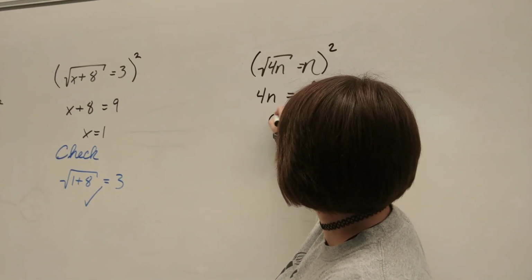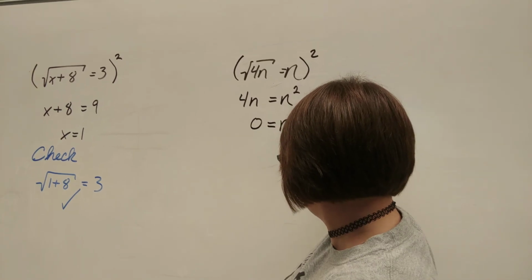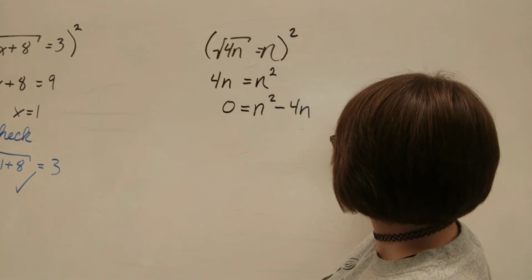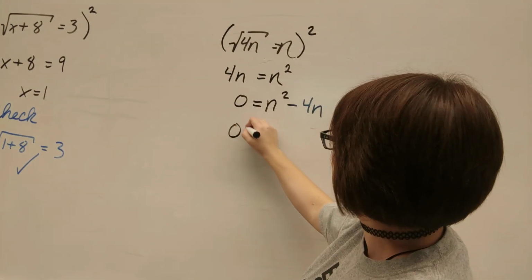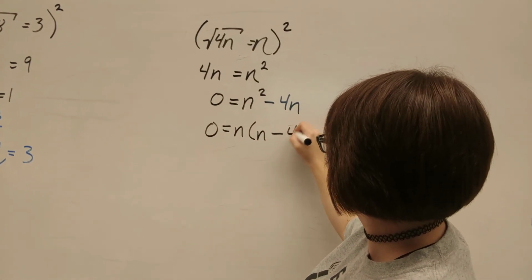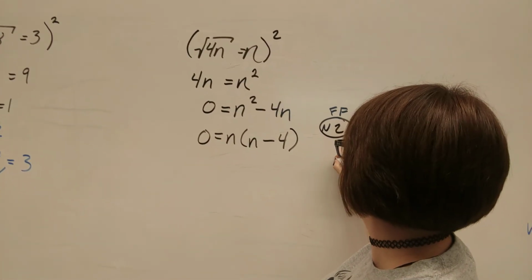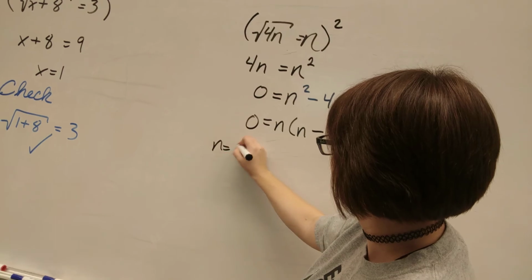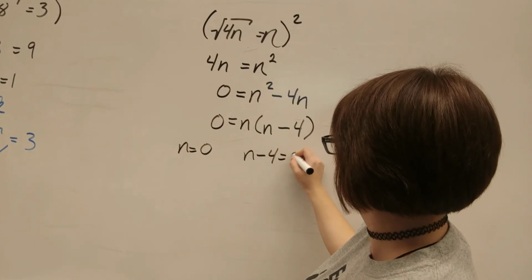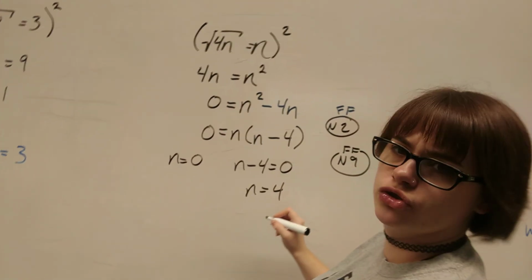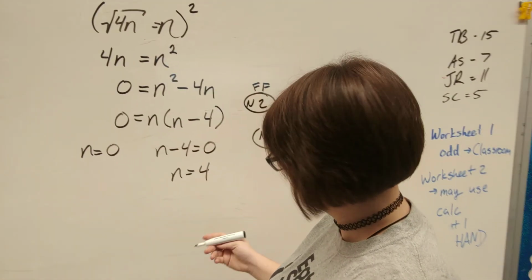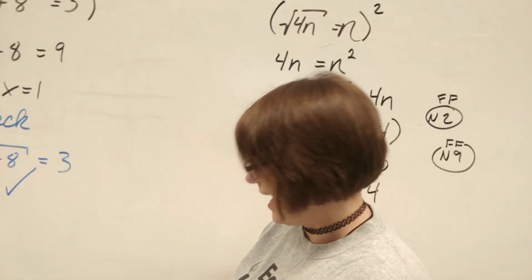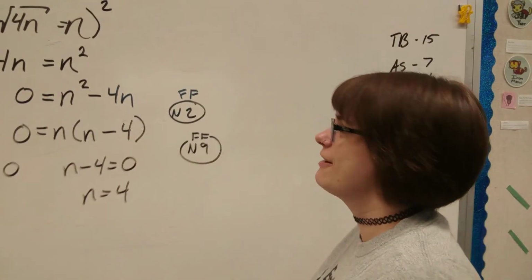Okay, so now I need to get this equal to 0, and then I need to factor it using GCFs. This is notes 2 too, factor FOIL. And then I get to use the zero property, which is notes 9 of factor FOIL. Let it ride. So I think these are my answers, but I have to check.